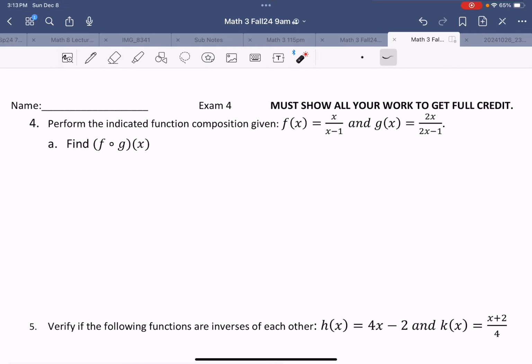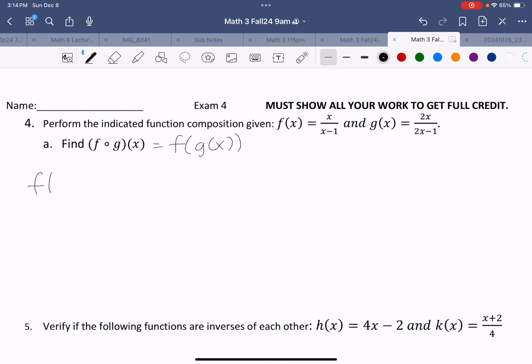And then we get to our composition. So let's not forget, this composition means f of g of x. So that means I'm taking whatever g is and putting it inside of my function f. So if we start, here's f. I know g is 2x over 2x minus 1, and I know f of x is x over x minus 1.